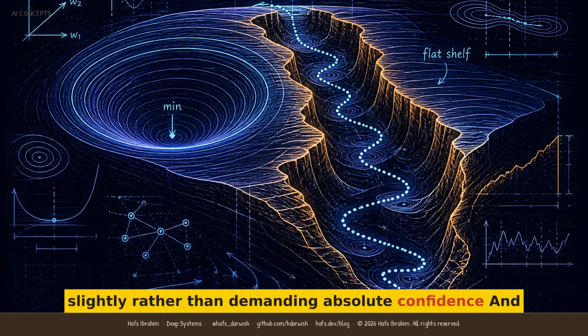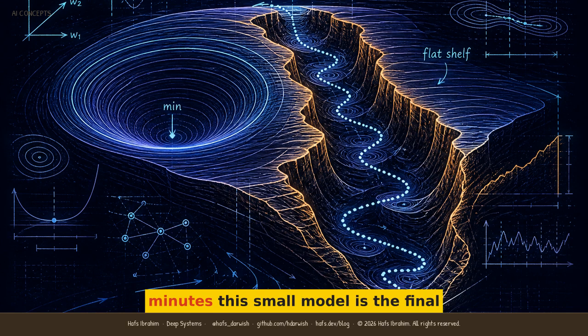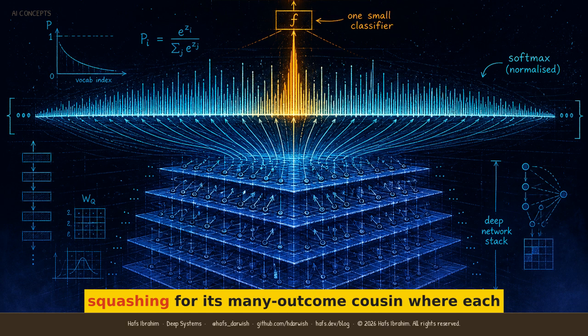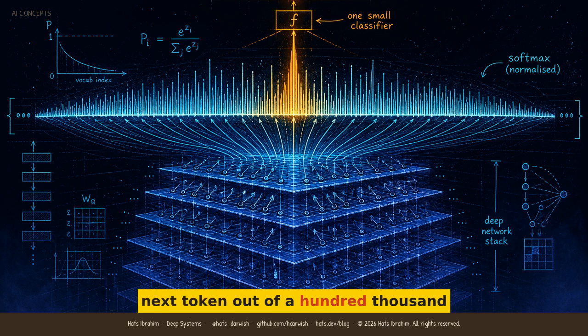And the reason any of this earns 15 minutes, this small model is the final layer of nearly everything. Swap the two outcome squashing for its many outcome cousin, where each score is exponentiated and divided by the total, and cross-entropy generalizes unchanged to 1,000 classes. A language model predicting the next token out of 100,000 possibilities is doing exactly this, once per token, on features a transformer learned for it. Its famous perplexity score is nothing more than e raised to the cross-entropy. Every classifier you have ever trained ends in this shape.